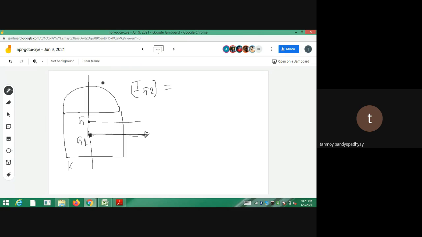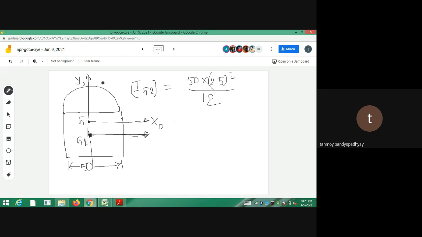So this base is actually 50, and depth of the rectangle is 25. So B into D cube, so 50 into 25 cube, divided by 12. So this is the moment of inertia of the rectangle about its own CG passing through G2. But I want to find out the moment of inertia about the centroidal axis x0, y0.